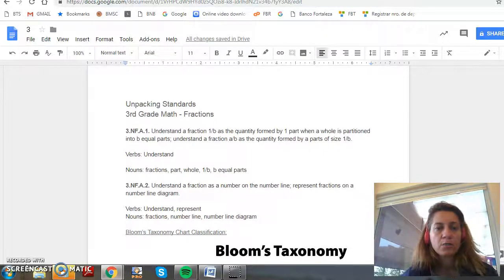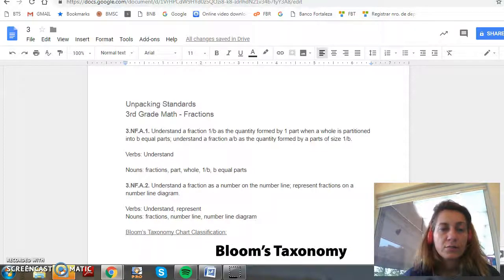Understand a fraction 1 over b as a quantity formed by one part when a whole is partitioned into b equal parts. Understand a fraction a over b as a quantity formed by a parts of size 1 over b. In this standard, the verb used is understand, and the nouns are fractions, part, whole, 1 over b, b equal parts. And this is the standard that I'm going to be focused on.